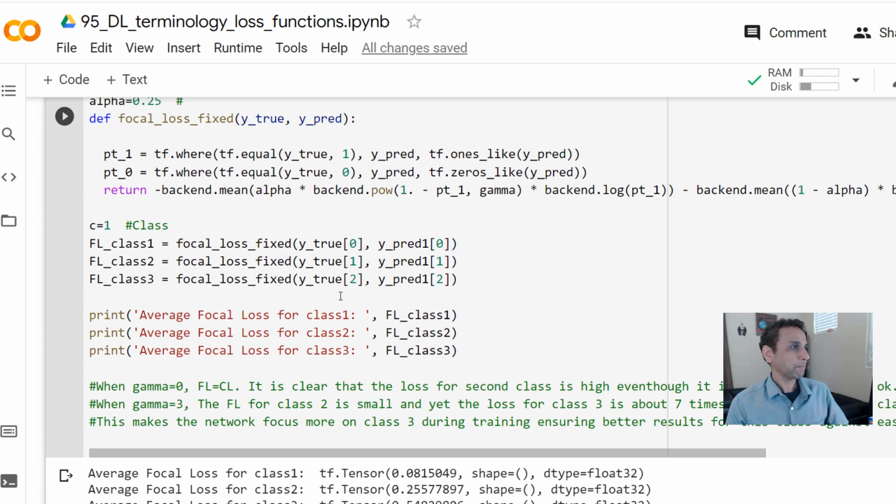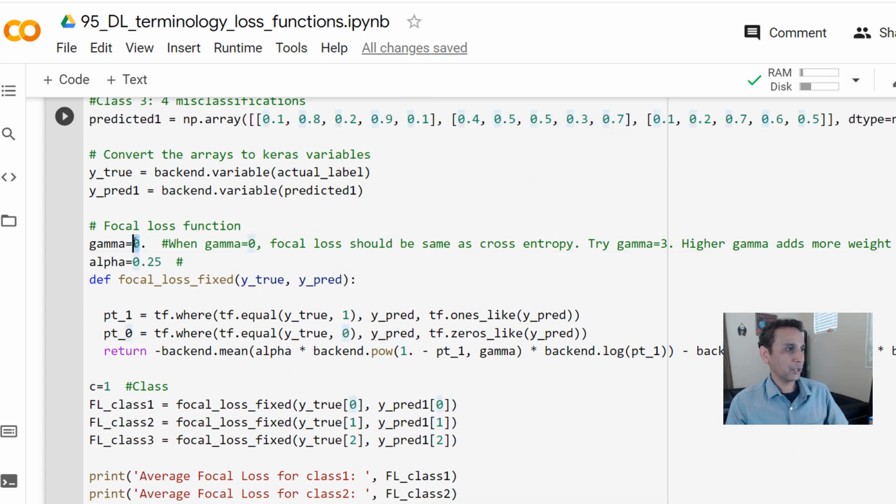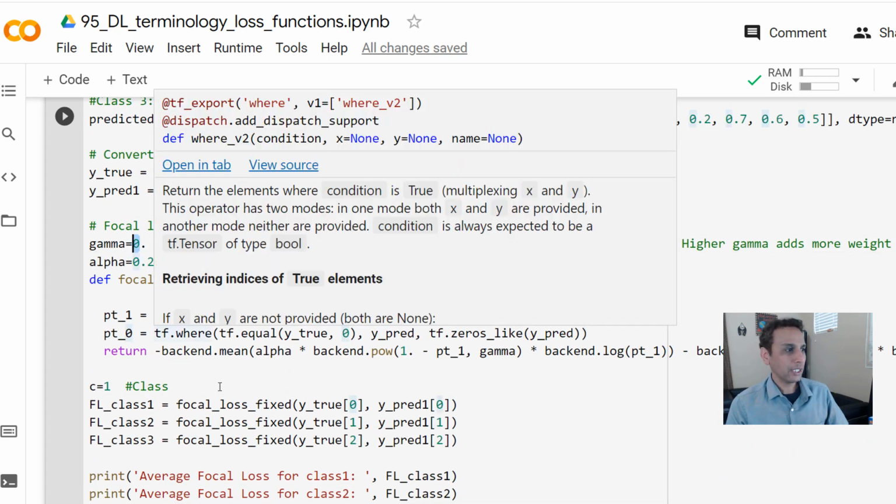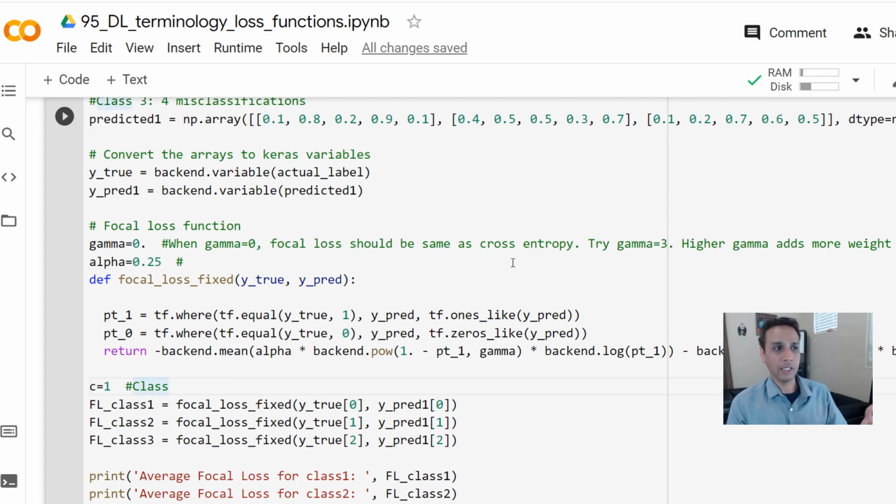The reason is I set my gamma to 0. When you set gamma to 0, that means your focal loss equals cross entropy. That's why I'm not doing a good job. Let's just change this to 3. My gamma equals 3. And now let's see if it makes any difference.